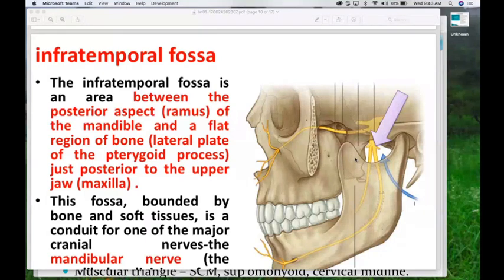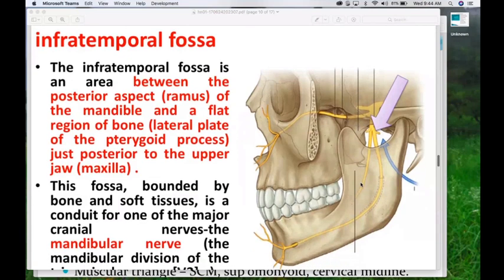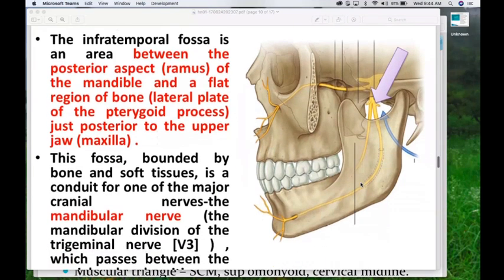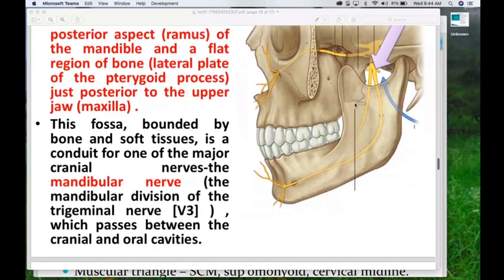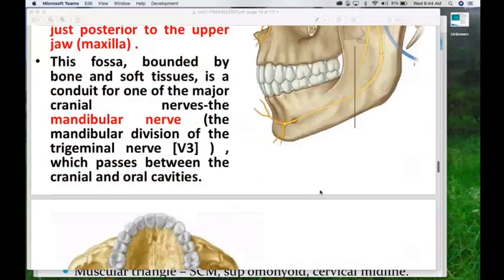Posterior aspect of the ramus of mandible and flat region of bone, lateral plate of the pterygoid process, and upper jaw. This fossa is bounded by bone and soft tissue. It is a conduit for one of the major cranial nerves, the mandibular division of the trigeminal nerve. It passes between the cranial and oral cavity. So this is the infratemporal fossa.